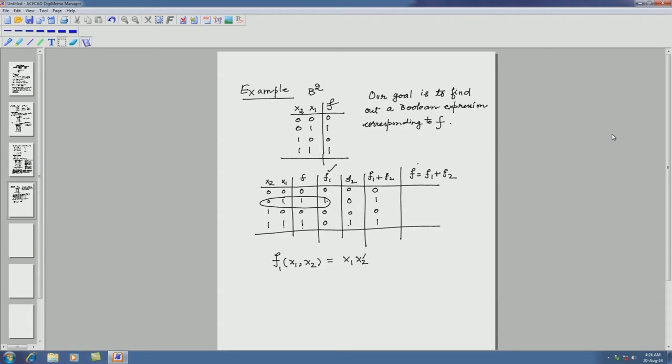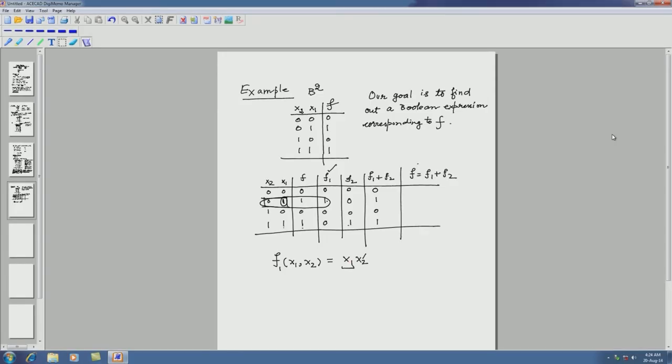What I am doing over here is that I am checking the point at which f1 is 1. At that point, I am checking the corresponding Boolean variables. We see that corresponding to x1, the component value is 1. Therefore, x1 is kept as it is. I see that corresponding to x0, the component value is 0. Therefore, I take x2 complement.